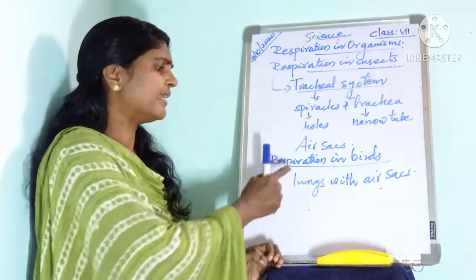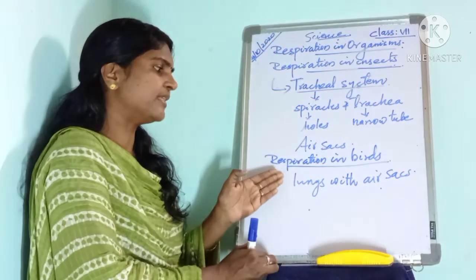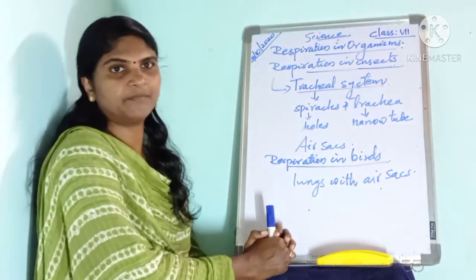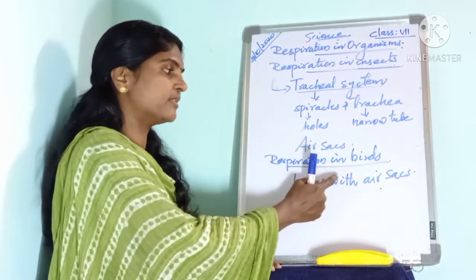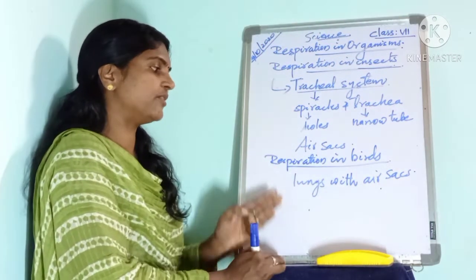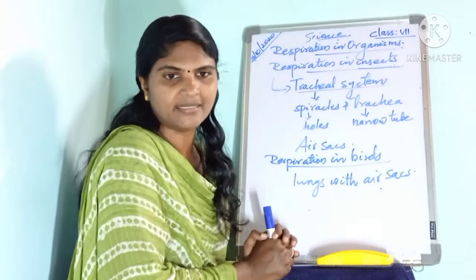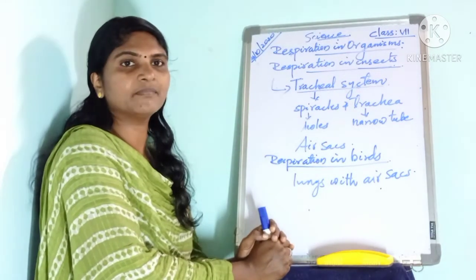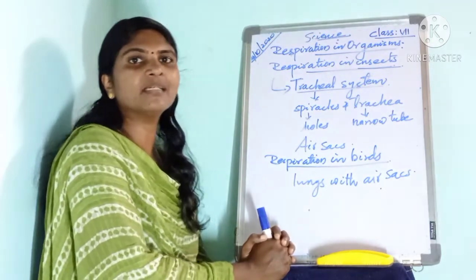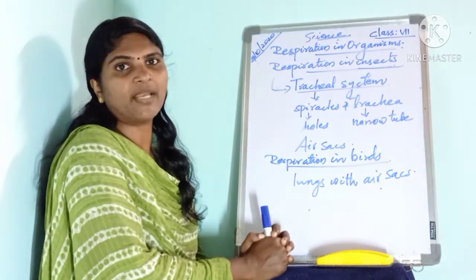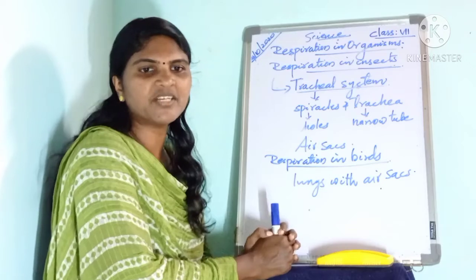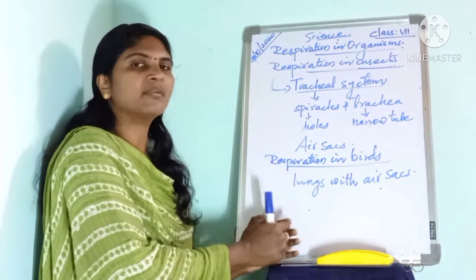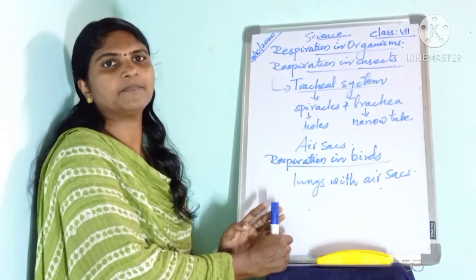Here, the respiratory system in birds includes lungs with air sacs. Due to the presence of these air sacs, the body of the bird is light in weight. This is an adaptation that helps birds fly, isn't it? That is about the respiration in birds.